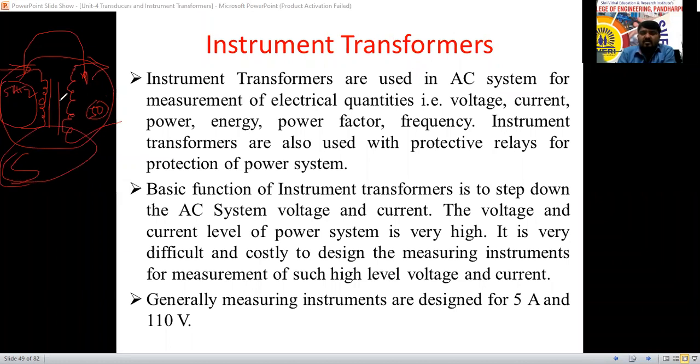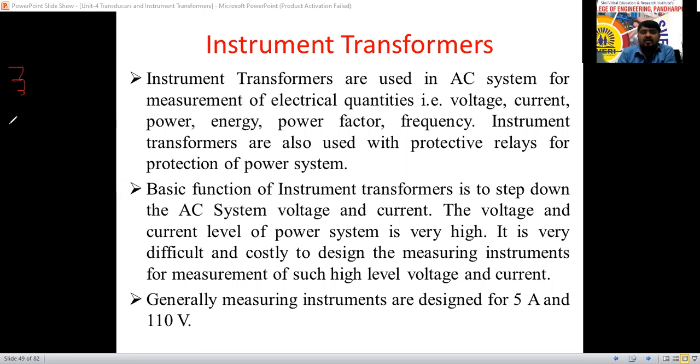The same thing applies for instrument purposes. Instrument purpose means connecting to ammeters, voltmeters, energy meters and all such things. For measurement purposes, we use instrument transformers. We use instrument transformers in AC systems for the measurement of electrical quantities like voltage, current, power, frequency, power factor. All these things we can measure with instrument transformers.